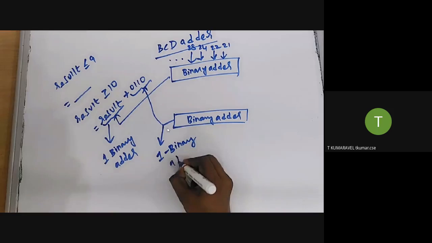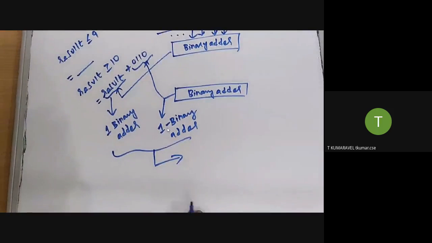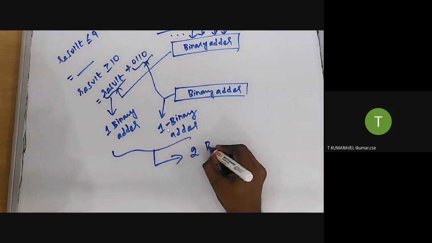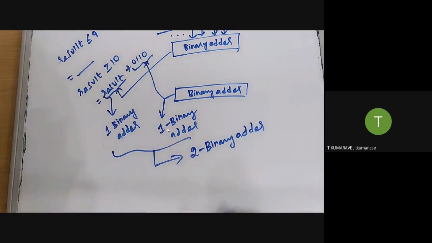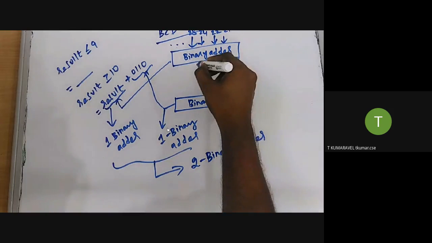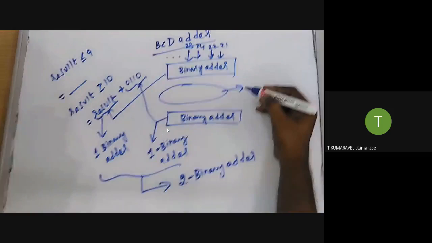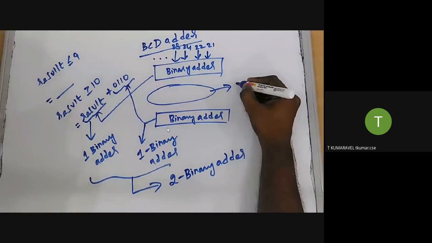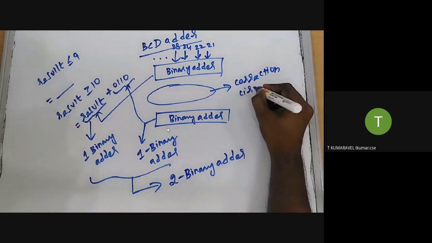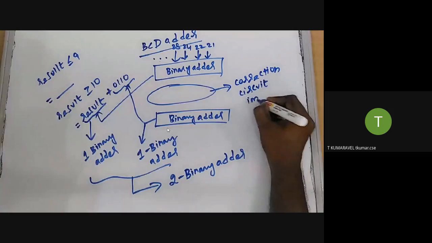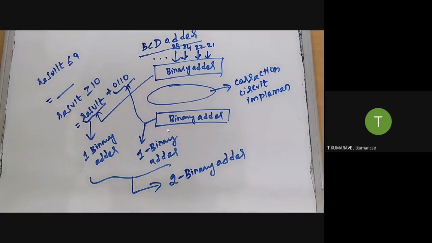So in order to perform the correction operation, you require one more binary adder. That's why, if you consider any BCD circuit, totally it requires two binary adders. Here the correction circuit implementation is there. Okay, I hope all of you understood.